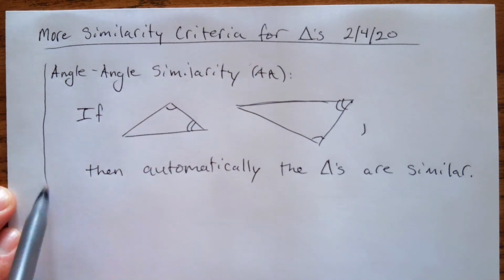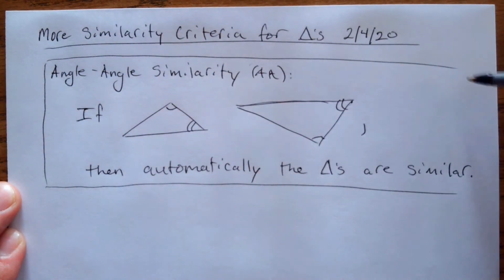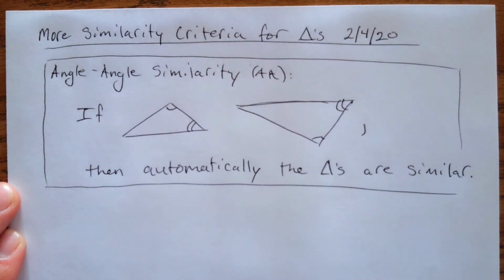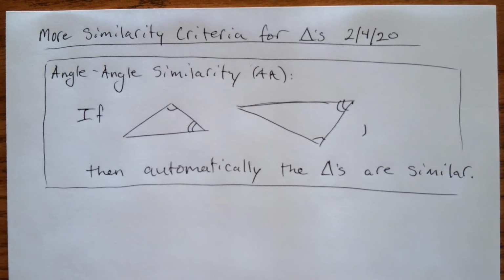I'm going to box this off. So that's a little bit of a shortcut. We don't have to check all the angles, and we don't have to check all the corresponding sides for proportionality. If we have two angles congruent, we can just say automatically the triangles are similar. And then if we wanted to write the similarity statement, we'd have to match up the angles. So that's just a little bit of a review.